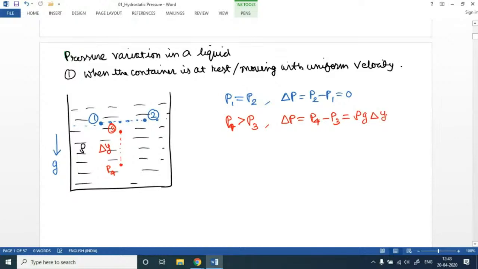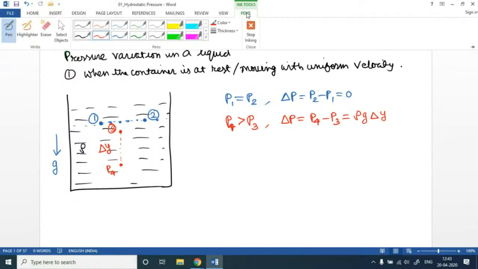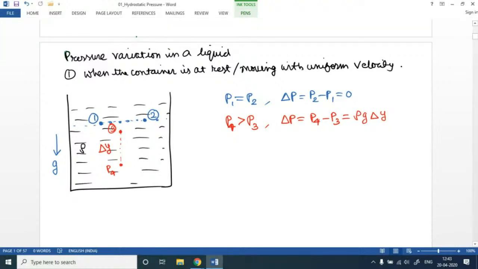We need to understand how we are getting this result. This result is simply based on the equilibrium of the element of liquid contained between these 2 points. Let's take a cylindrical element of liquid contained between point 3 and point 4. Just considering the equilibrium, this segment is of the same liquid, and we can assume it to be in equilibrium.